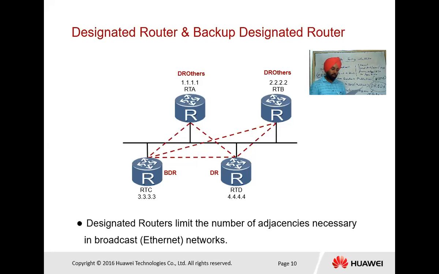Suppose we have 10 routers. The formula we have is n(n-1)/2, so 10 times 9, that is 90, divided by 2, is equal to 45. So in this case the value is 45.